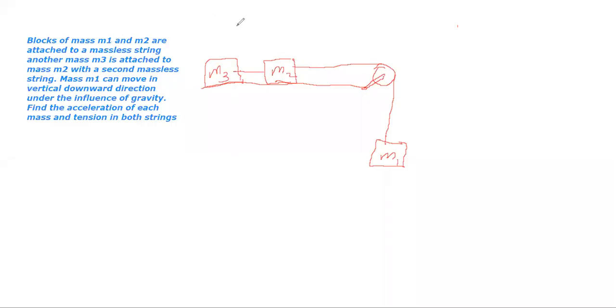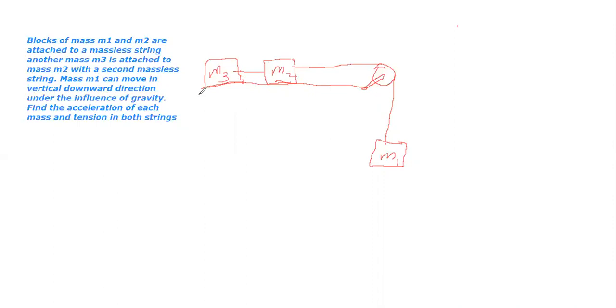A block of mass m1 and m2 are attached through a massless string. And another block of mass m3 is attached to mass m2 using another massless string. This second massless string is passing through a pulley such that the mass m1 can move vertically downwards under the influence of gravity. In that case, find the acceleration of each mass and tension in both strings. So that is the question that we are looking at today.